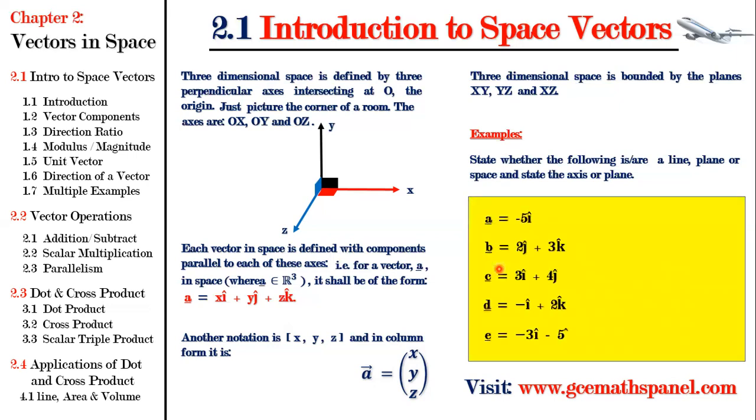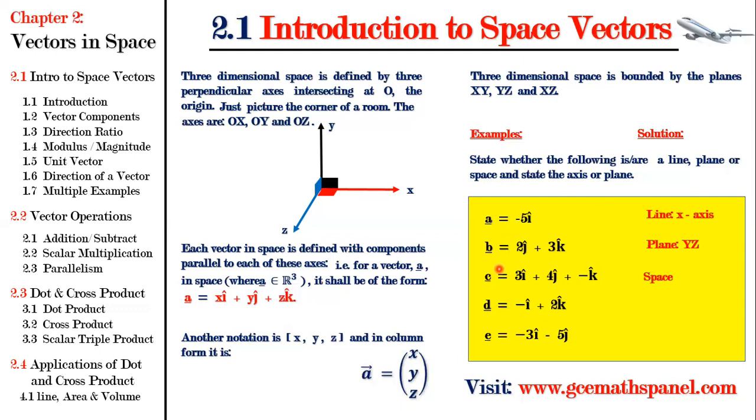So the first one, we have minus 5i. So this is just the i component. So this is on a line, right? So normally this should be a line, and this should be the x-axis, because you have just an i component. For B, we have the j and the k components. So this vector should lie on the yz plane. And for C, we have all three components. So this one should be in space.